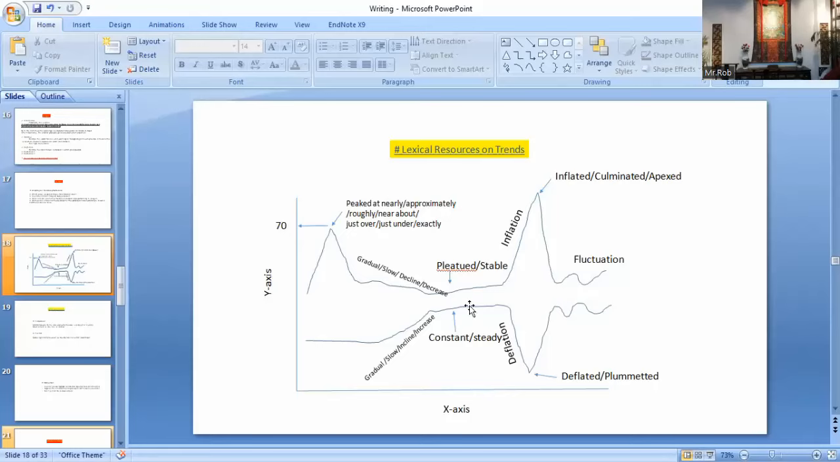And when it is fixed, you can use words like constant, steady. And when it's decreasing sharply, you can use words like deflation. When it has reached its bottom point, okay, then you can use words like deflated or plummeted. And if there are variations like ups and downs, you can use words like variations or fluctuations. So these types of vocabularies are relevant to these comparison graphs or images.